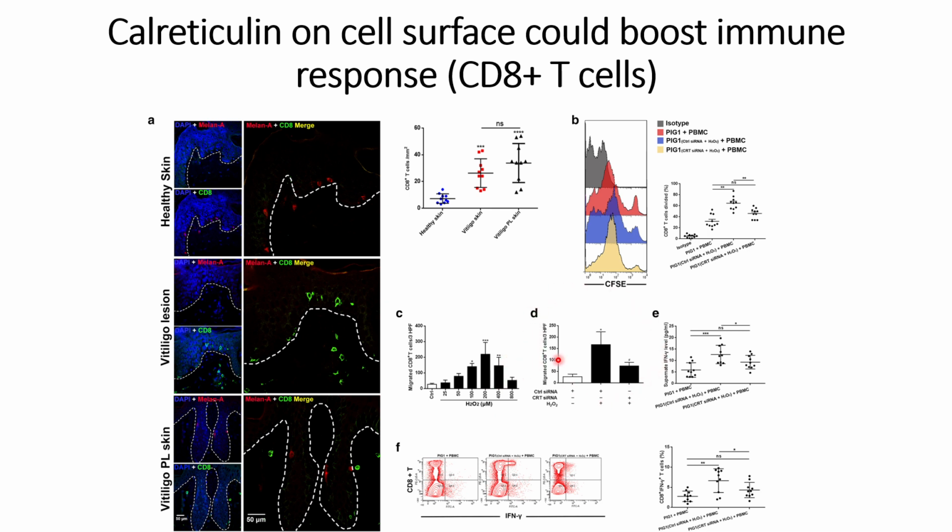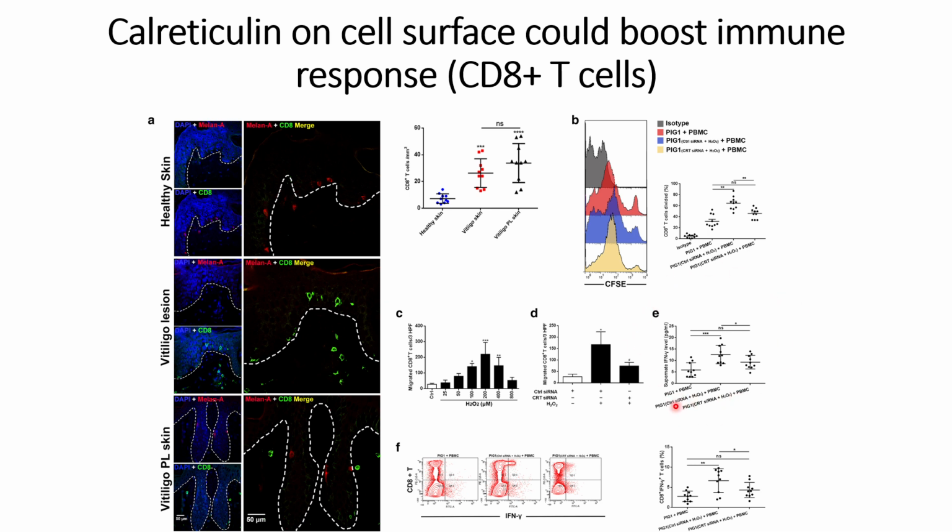And after that they checked whether migration of the CD8+ T cells will also occur when they use the CRT siRNA. They can see that when they use the CRT siRNA along with the oxidative stress, the migrated CD8+ T cells reduce significantly compared to the case where they use oxidative stress with the control siRNA or no siRNA. So this indicates that the calreticulum plays an important role in activating or boosting the immune response.